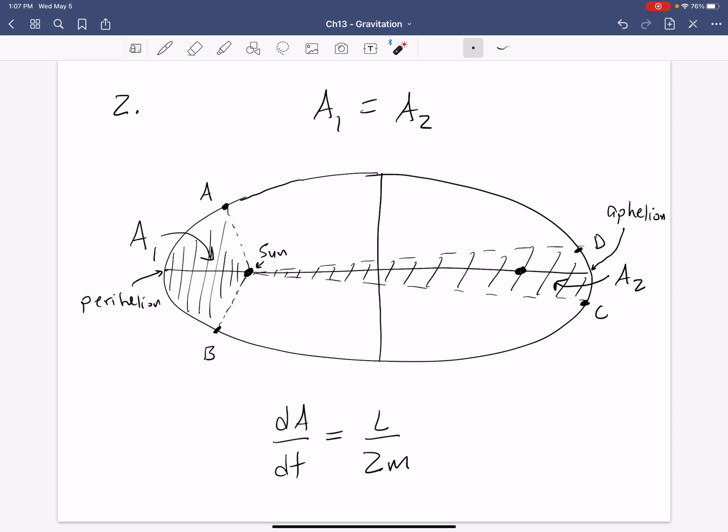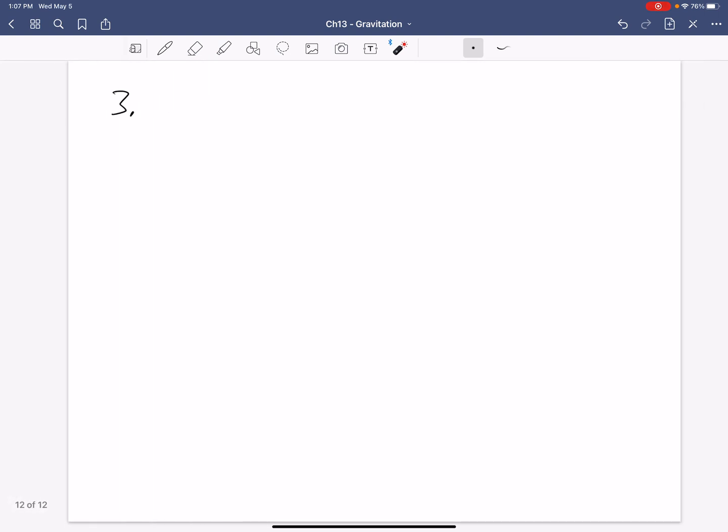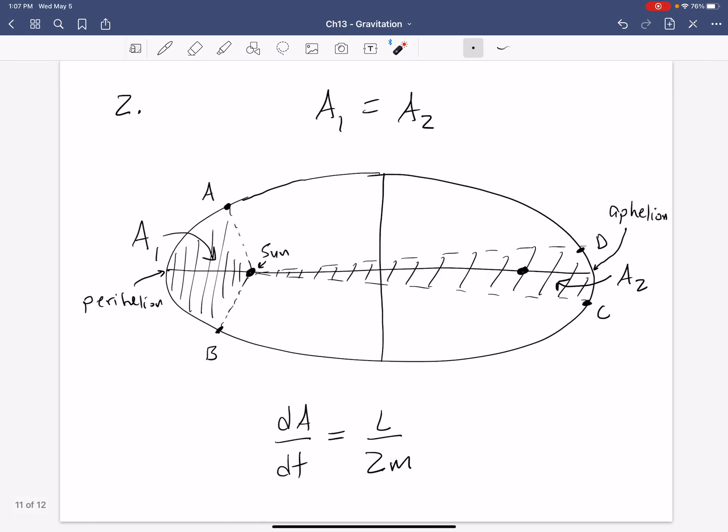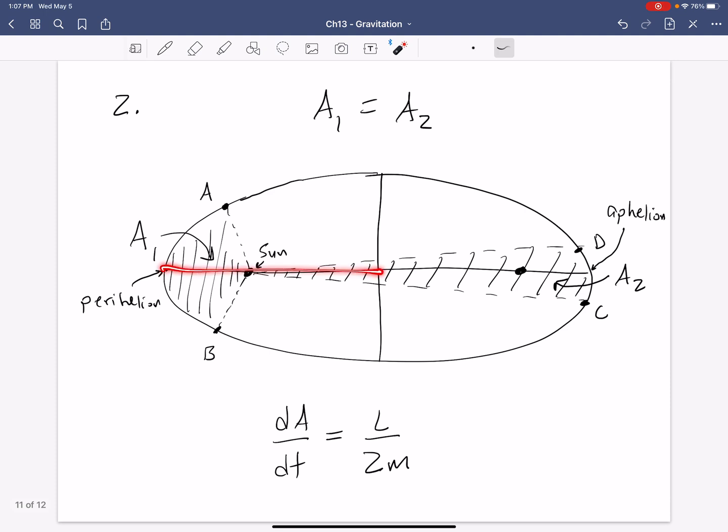Okay, so that's another way to write that. If you wanted to see how this comes about, it should be in your book. I won't do it here. All right, the third law is that the period of orbit squared is proportional to the semi-major axis cubed. Remember, the semi-major axis was half of the major axis, right here.